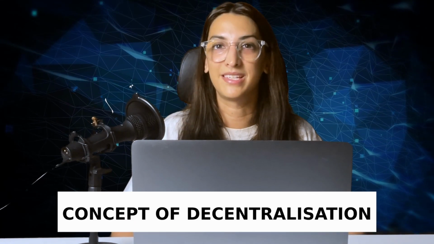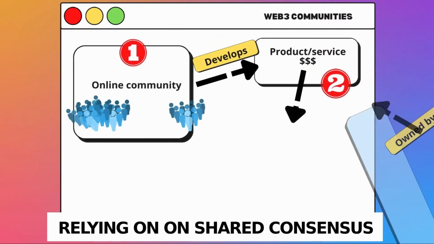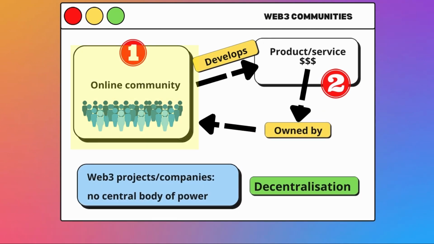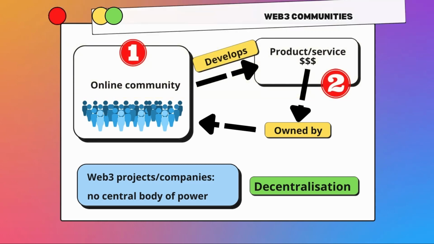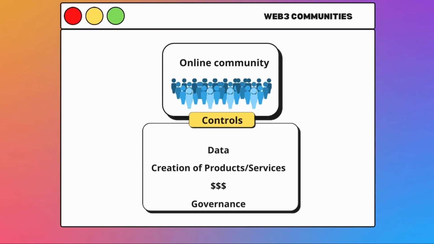There's this concept called decentralization, where no single person or company controls the network. They're relying on a shared consensus of a group of people in the community. With Web3, what you'll find is that the community is built first and then the products or services. In fact, the products or services are actually built with the community. This can happen in Web2 communities, but in Web3, the concept is that community truly comes first. Community can control the data, the creation of new products or services, and money.